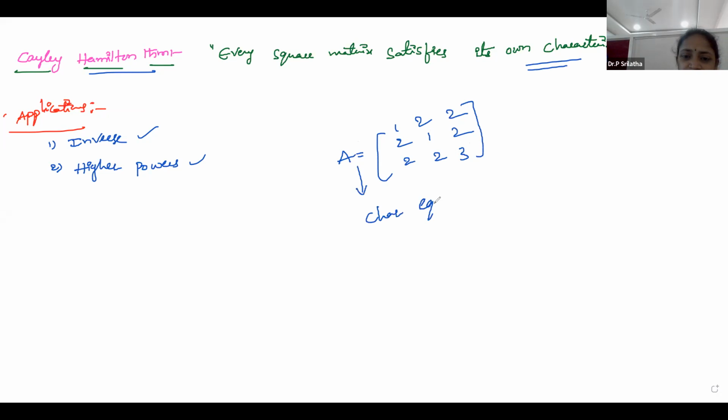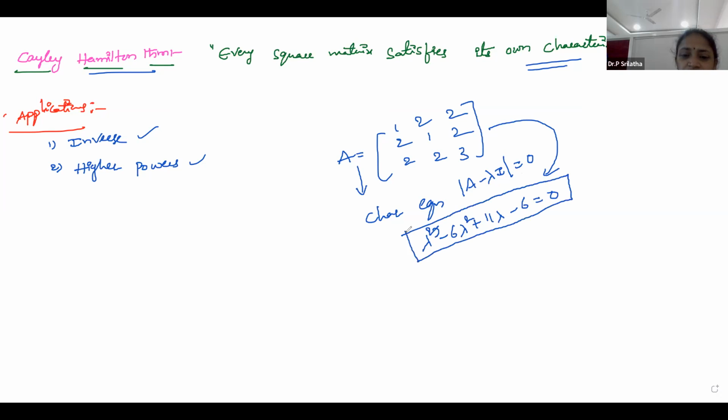How to find the characteristic equation? That is based on this formula: det of A minus lambda I equal to 0. By using this equation, we can find the characteristic equation. Suppose the characteristic equation is lambda cube minus 6 lambda square plus 11 lambda minus 6 equal to 0.